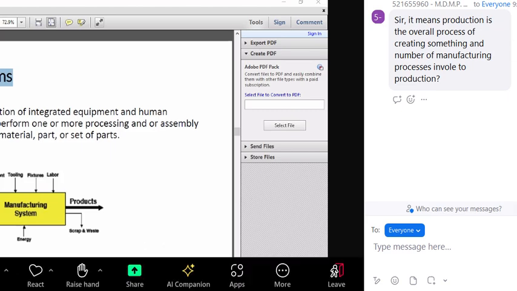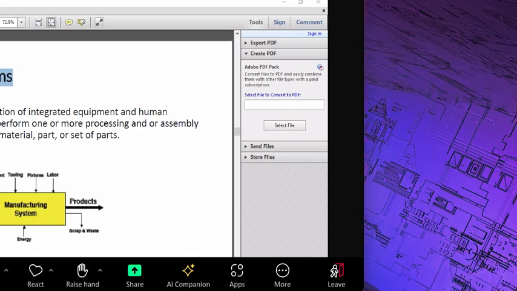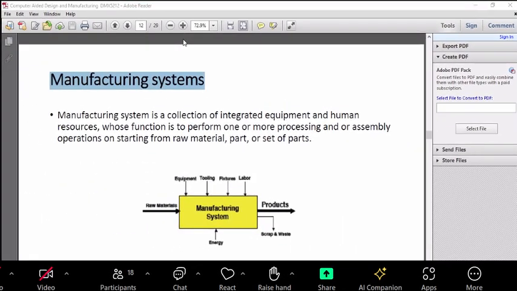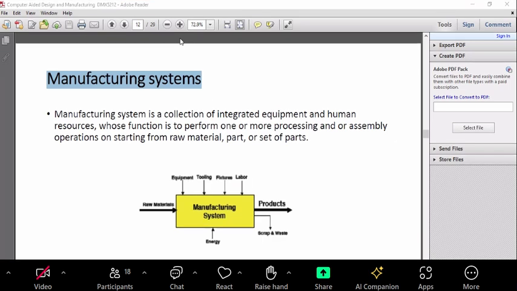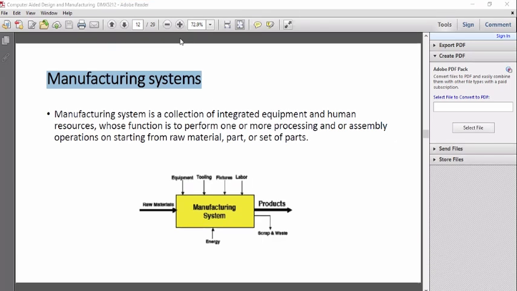Someone asked me another question. Production is the overall process of creating something, and a number of manufacturing processes are involved in production. It can be a number of manufacturing processes to produce the part. As I said, in manufacturing, you start from raw material. Production is the broader term for manufacturing. In production, there can be different kinds of production systems or manufacturing systems inside. And in production, it is not necessary to start from raw material, maybe it is conversion of the form of the material or the part. So basically, you say tangible inputs into tangible outputs in production.